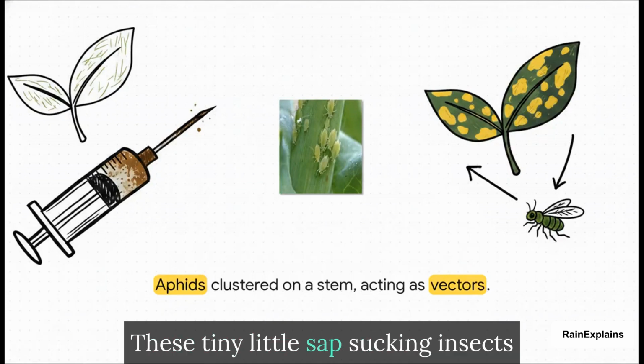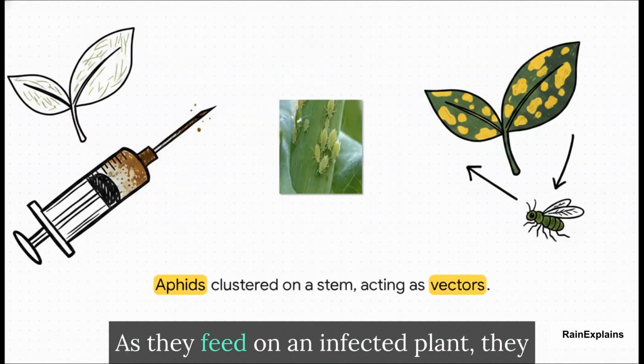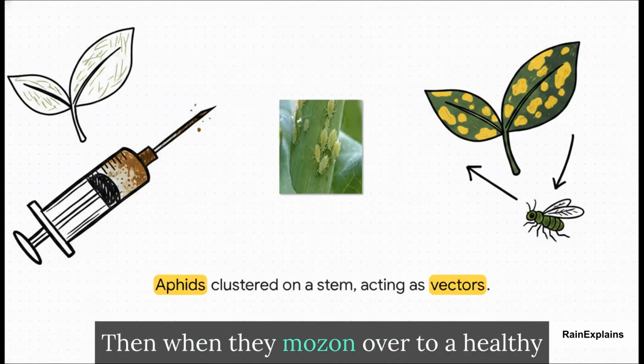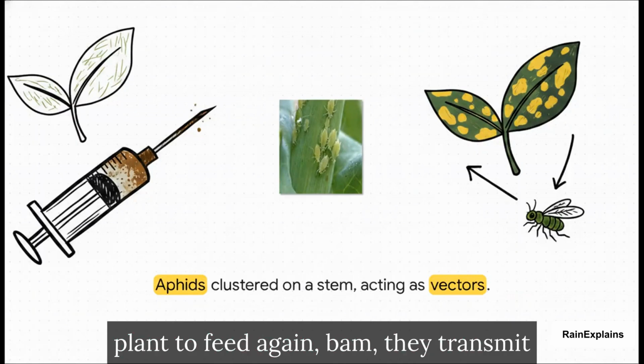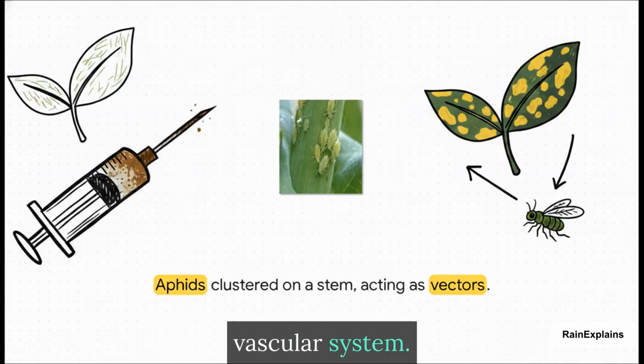These tiny little sap-sucking insects essentially act like dirty syringes. As they feed on an infected plant, they pick up the virus. Then, when they mosey on over to a healthy plant to feed again, bam, they transmit the disease directly into the new plant's vascular system.